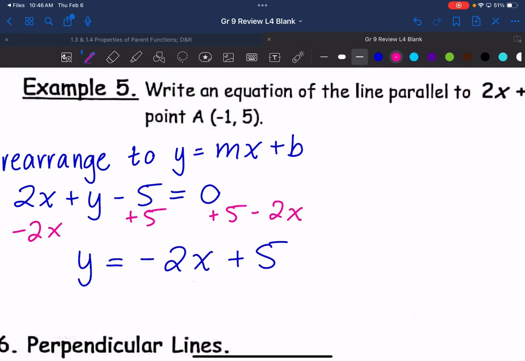Do people ever write it 2x plus 5 equals y? Do people ever do that? Yeah, it doesn't matter which side you want to put y on. Oh, I got it. They're equivalent. I understand it. Got it?